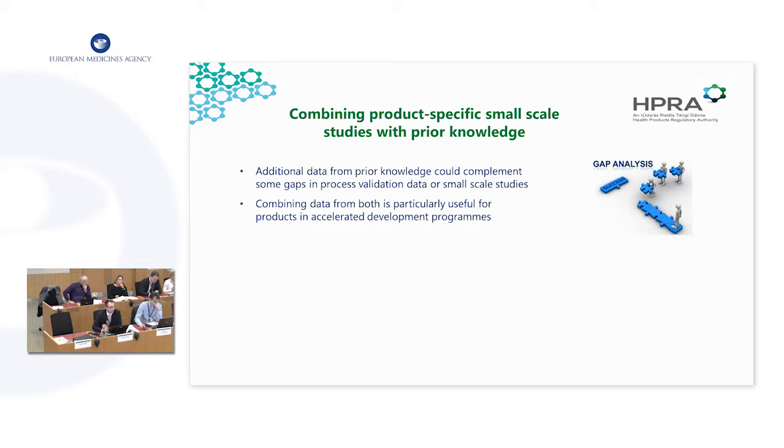And as I keep coming back to, in terms of combining product-specific small-scale studies with prior knowledge, the way I see it, prior knowledge can be used to complement some gaps in process validation data or small-scale studies. So you have your product-specific data. Then obviously you have some gap in knowledge because you haven't studied it for your actual product. That is covered by prior knowledge. But it's how to explain this in the dossier. That could be tricky, but I think it's a very important issue.